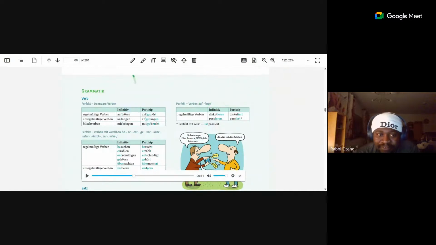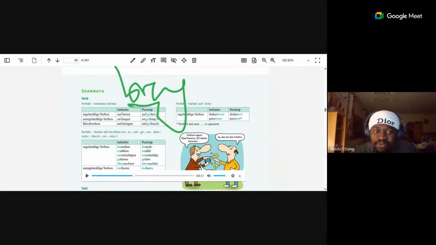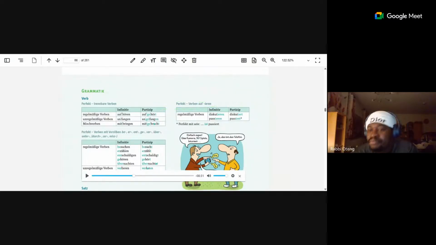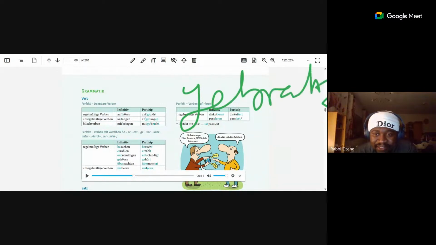For example, machen is the infinitive. The past tense is machte, which means it's regular in the past tense. That means in your present perfect, you just bring your GE before the verb stem and add your T: gemacht. But for irregular verbs, where the infinitive form looks regular but the past tense is irregular, just know that the present perfect will also be irregular. An example is bringen. The past tense is brachte, which means the present perfect will also be irregular: gebracht.